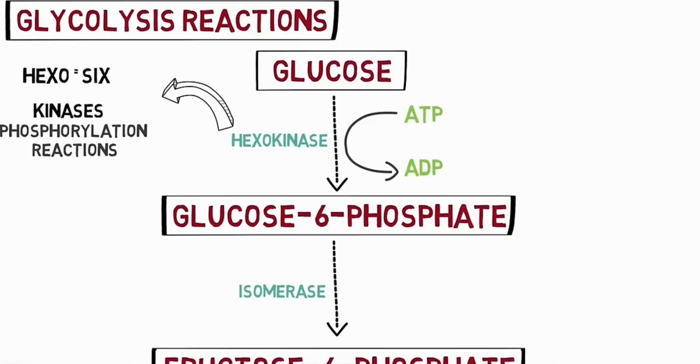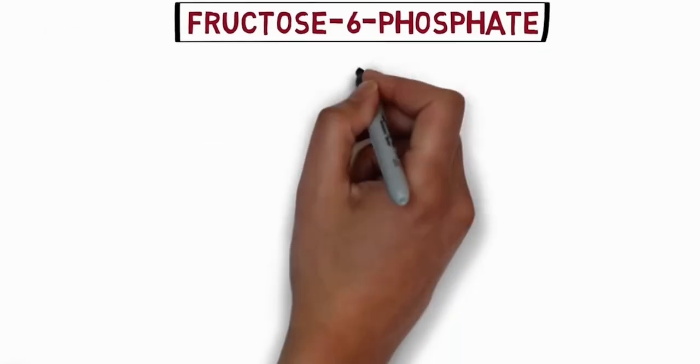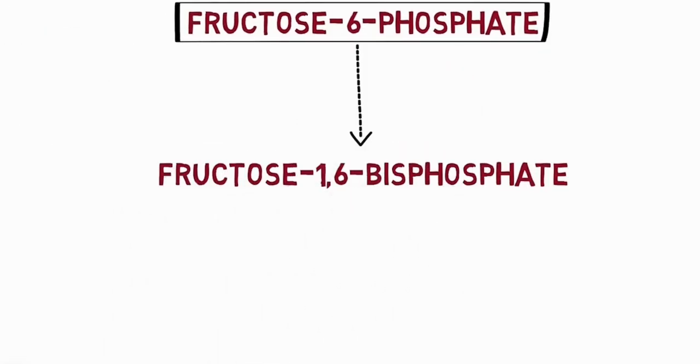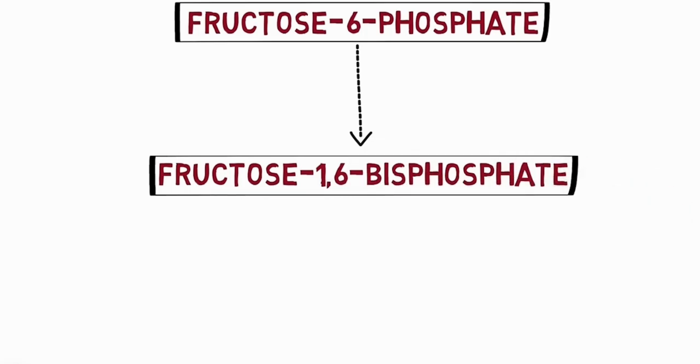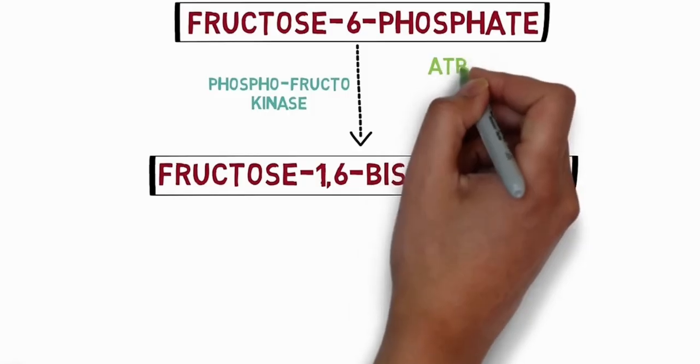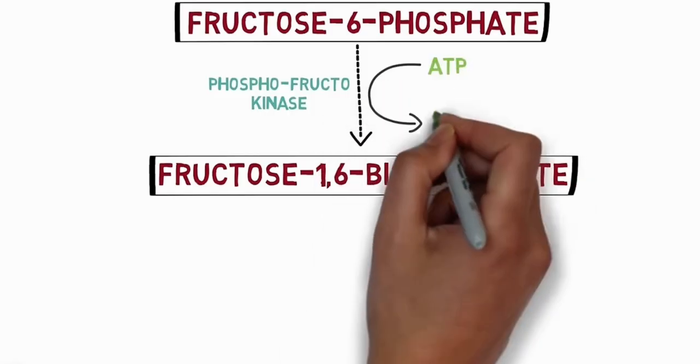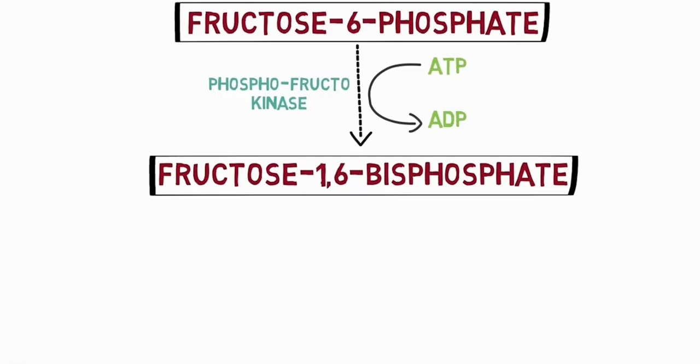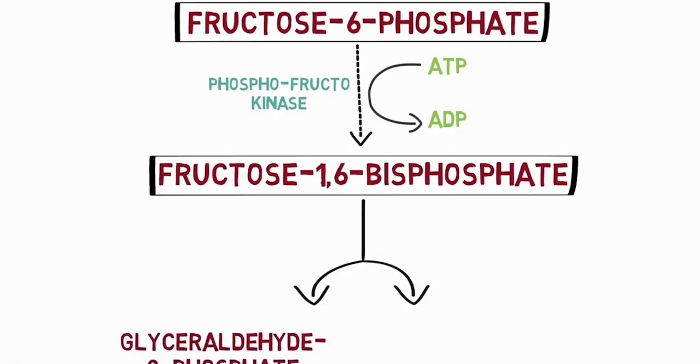The glucose 6-phosphate is converted into its isomer, fructose 6-phosphate, by the enzyme isomerase. This is a simple rearrangement reaction. In the next step, fructose 1,6-bisphosphate is formed, which is the addition of a phosphate to the first carbon of the fructose ring. This reaction is catalyzed by the enzyme phosphofructokinase, another kinase enzyme, which transfers a phosphate group from ATP to fructose 6-phosphate. Again, ATP is converted into ADP. Hence, ATP is also utilized in this reaction.